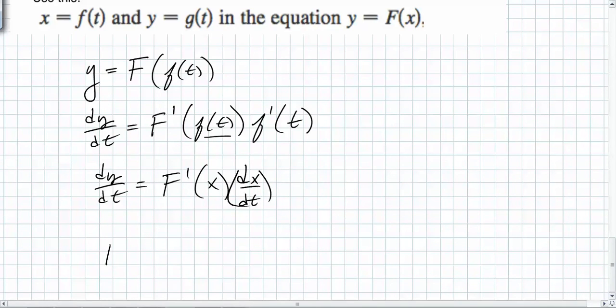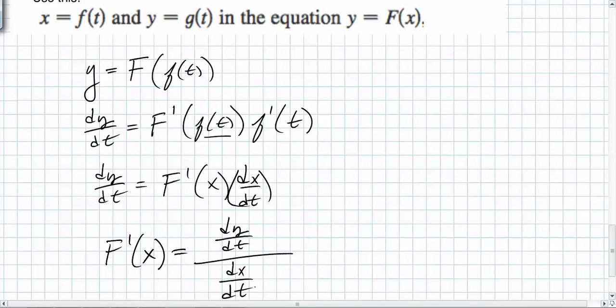So now you know that f prime of x is equal to what? dy dt over dx dt, exactly. All that tells you is if you want to take the derivative of y equals f of x and you have the parameterization of the function, you can find the derivative directly. You take the derivative of y with respect to t, and you divide it by the derivative of x with respect to t. Yay! Very nice. Are we okay with that?